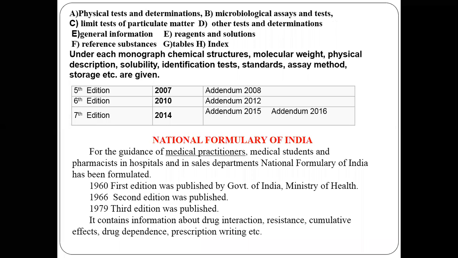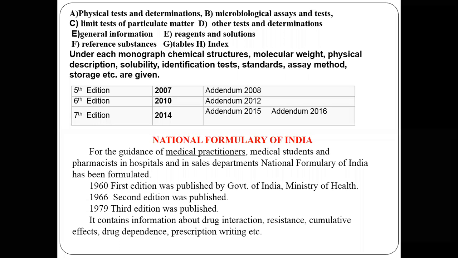Then physical test, microbiological assay, limit test, particulate matter, then other test, general information. Then the 5th edition came in 2007, the 6th edition came in 2010, and the 7th edition came in 2014. After that, this was about your Indian Pharmacopoeia. Then the National Formulary of India.